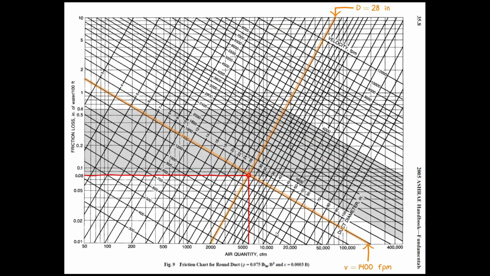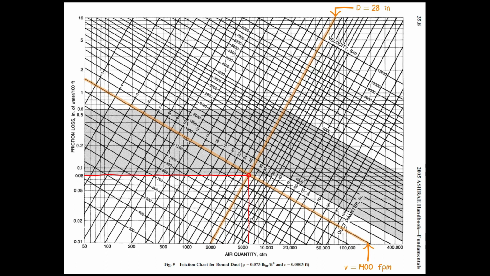So this is an example of how to use the friction chart. First of all, from the friction chart, the vertical line shows the air quantity or airflow rates, and the horizontal line represents the friction loss. From this line, you can get the duct diameter in inches, and this line will tell you about the velocity for the system.